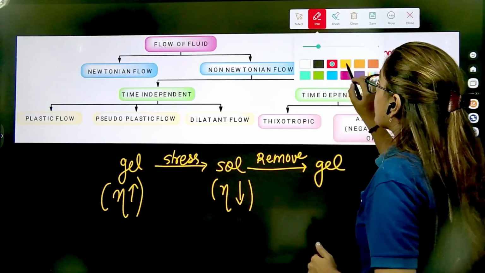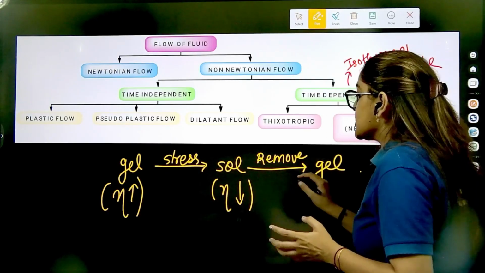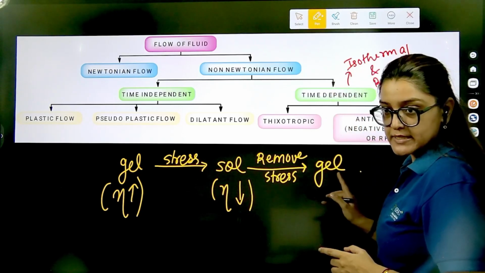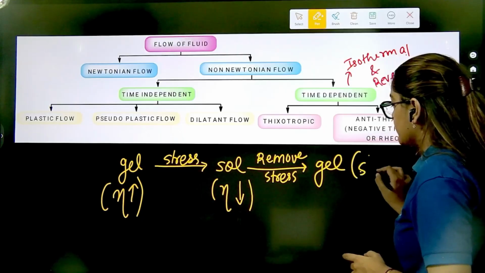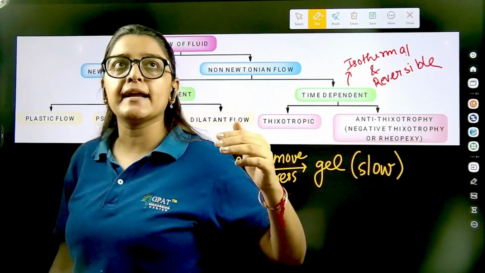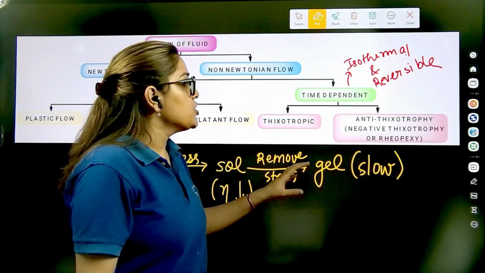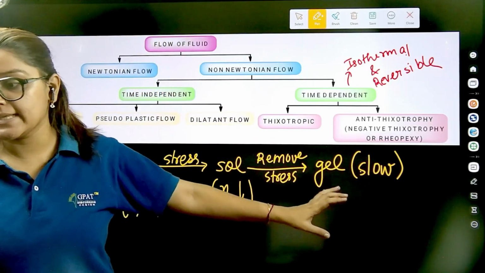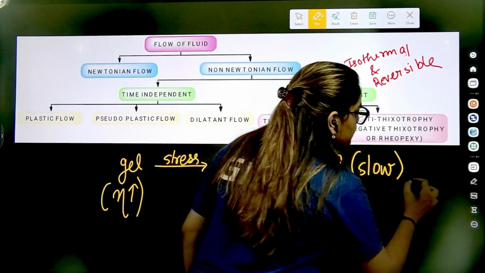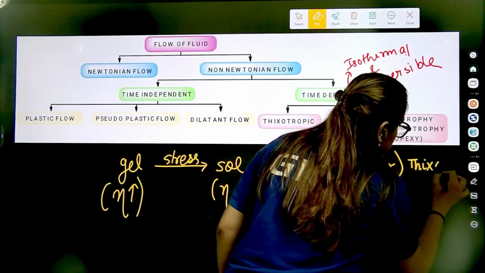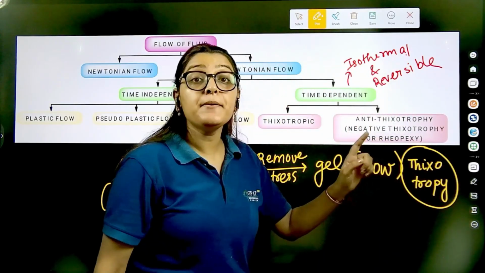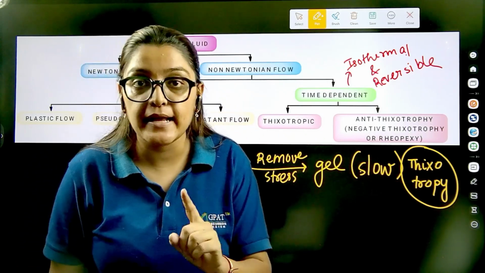Now this does not happen as easily as we think. Generally, once you remove the stress, it goes back to the original state, but this happens at a very slow pace. You have to keep it standing for good extended hours, right? So gel to sol to gel conversion is there, but you have to let it go very slowly. This phenomenon is known as thixotropy, where the original rebuilding of structure is taking place.